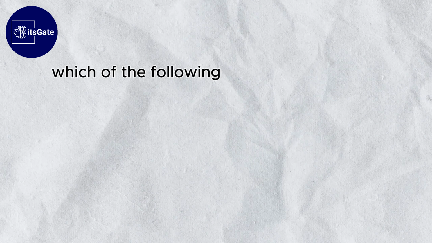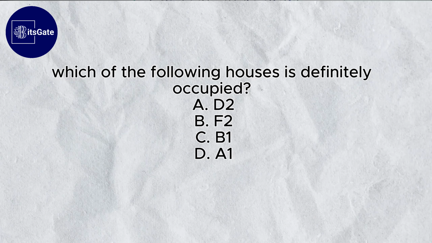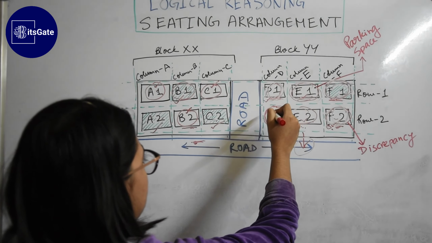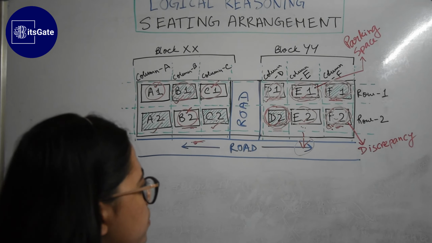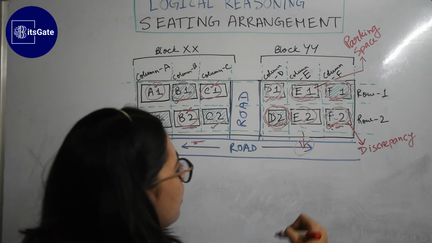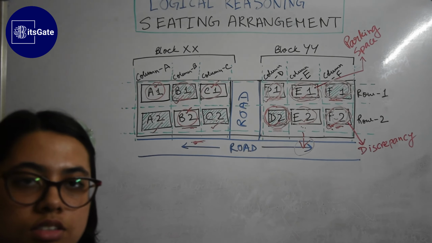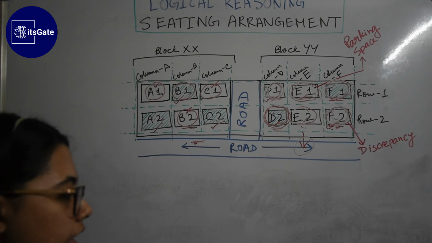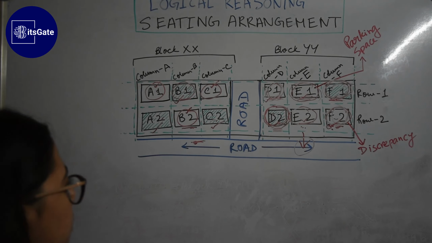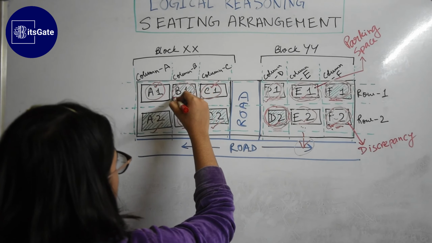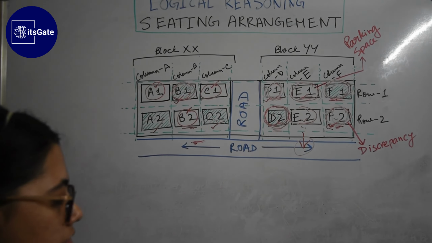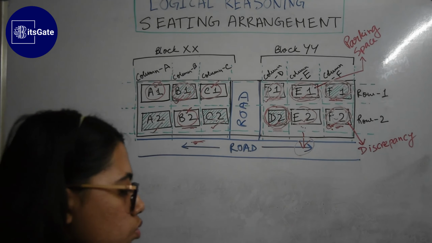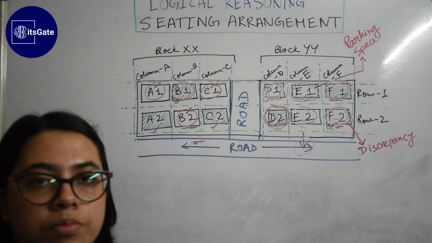Next question we have, which of the following houses is definitely occupied? Option 1 is D2. D2 we can say it's definitely occupied. Next option is F2. F2 we know we had a discrepancy that it may be vacant or it may be occupied, so it's not definitely occupied. That's why F2 is not the option. Next, B1, yes, B1 is also definitely occupied. And finally, A1 is vacant. So we can see there are 2 answers of this question, D2 and B1.